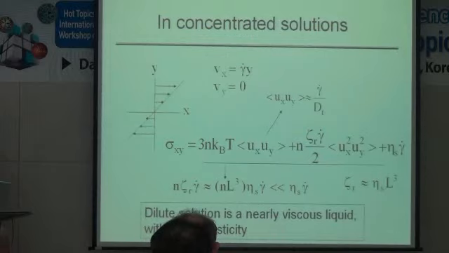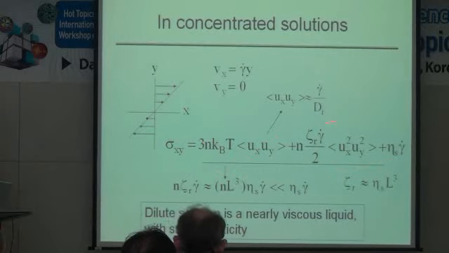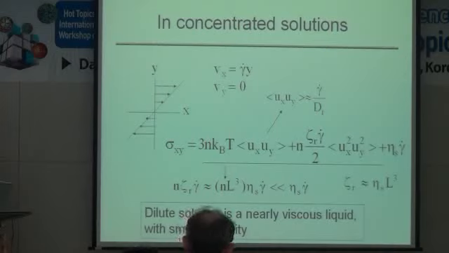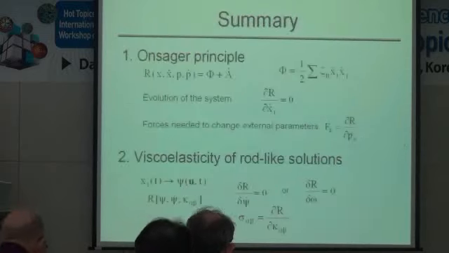If you go to higher concentration, in a concentrated solution, in the nematic solutions, these things will be different. You can show that this time the contribution from the rod becomes much larger than the solvent viscosity, and it's the dominant term. And this is why you have a very strong, highly elastic liquid for the rodlike solutions. That part I'll cover tomorrow.